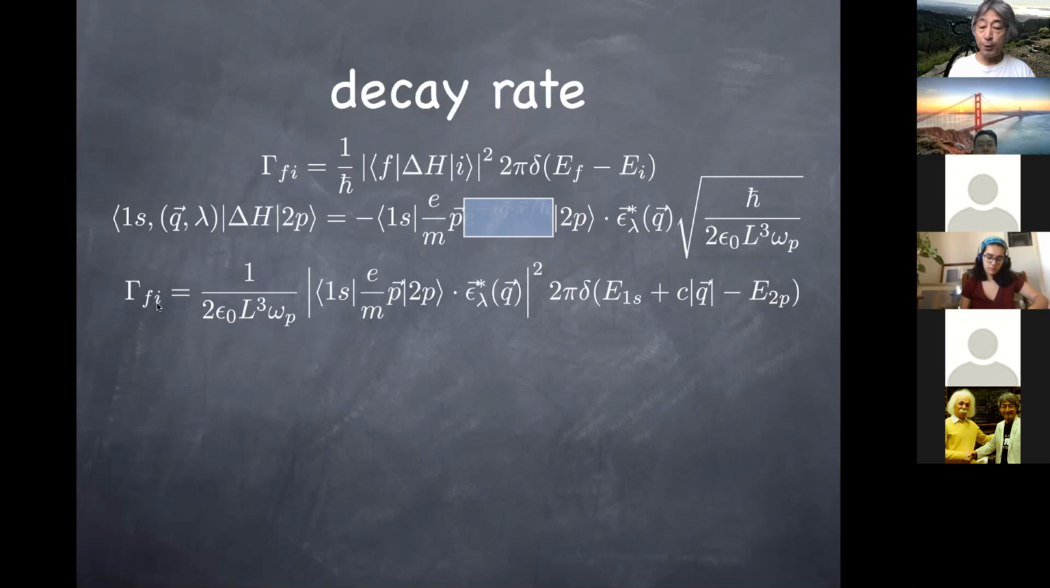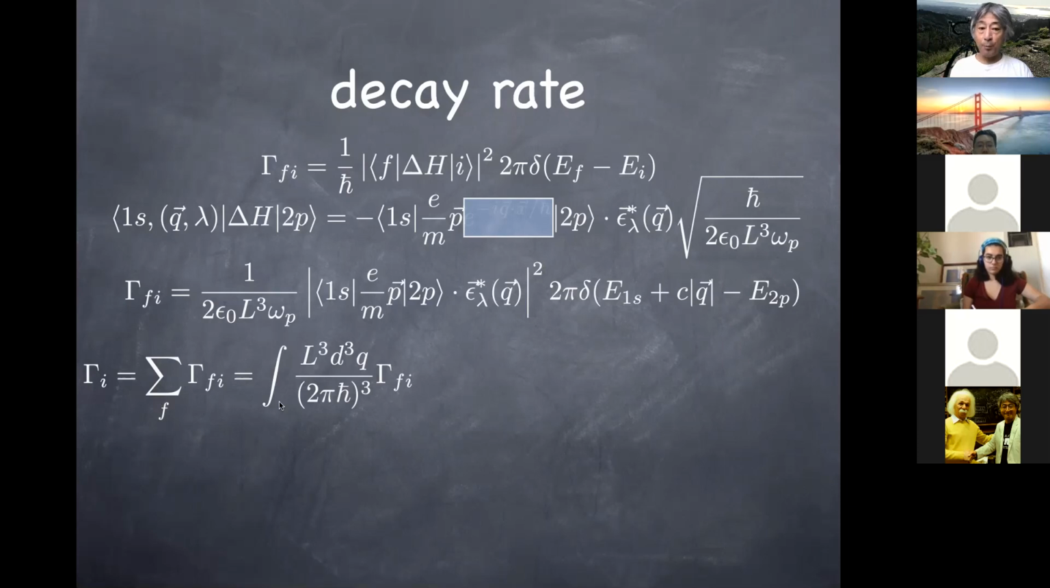And in order to compute the decay rate or lifetime of the 2p state, I don't care what particular momentum of the photon is emitted. So I sum over all possible momenta of the photons in the final state to compute the decay rate of the 2p state. So that's here. I would like to compute the decay rate of the 2p state by summing over all possible momenta and polarizations of the final state photons.